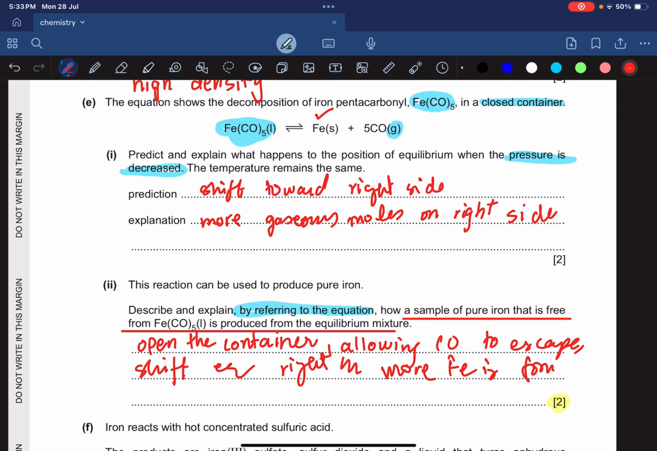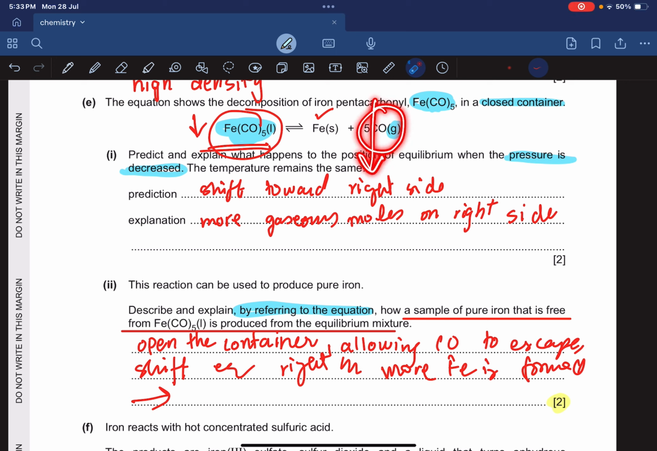And what's going to happen then? This is going to be reduced in the equilibrium mixture. Just write it in your own words, that this FeCO is going to reduce. I hope that's clear, that's how you're going to do it. The simple concept is that when we open it, this is going to reduce, and equilibrium, trying to increase it, is going to shift towards the right.